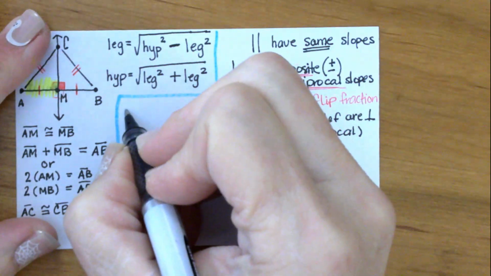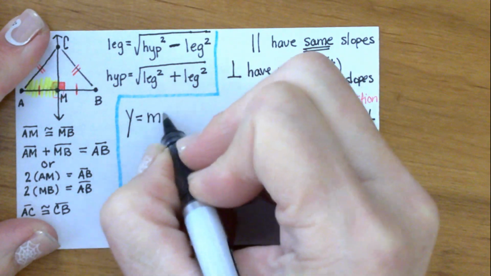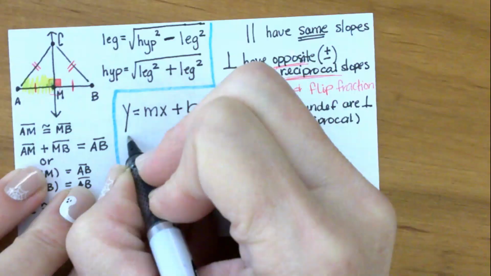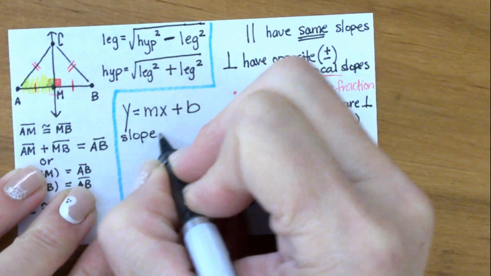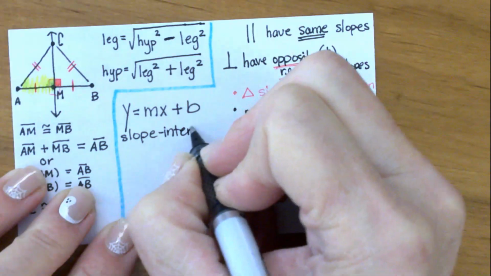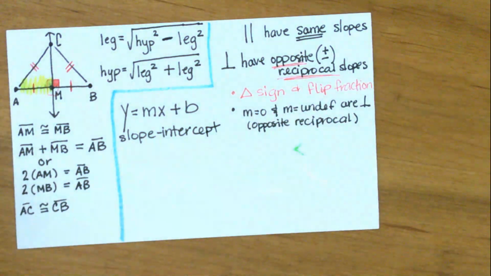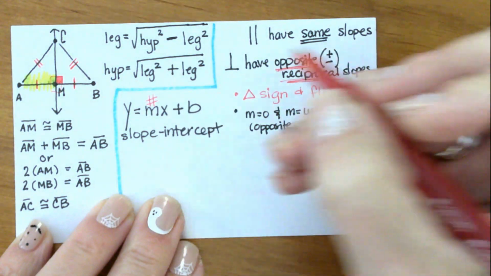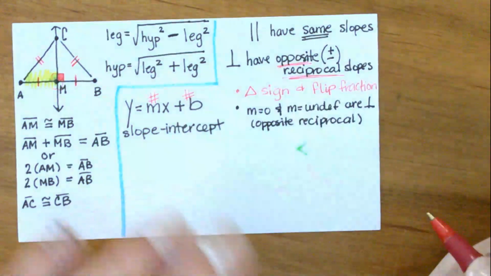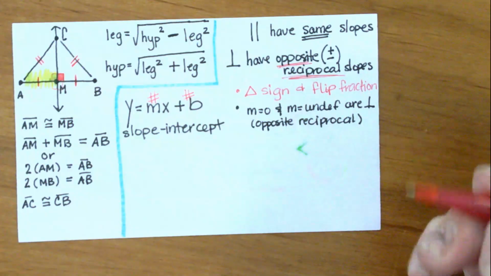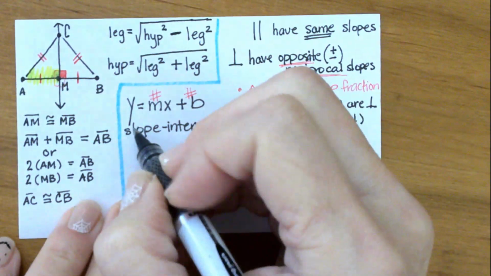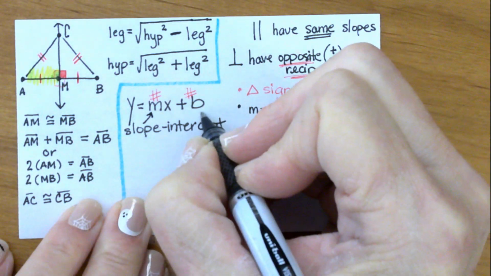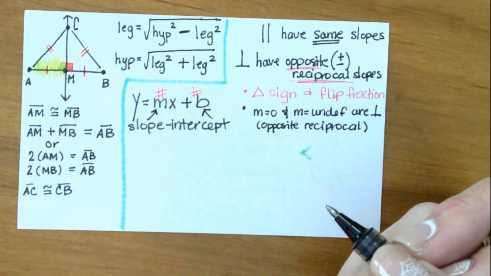Okay, y equals mx plus b. This is slope-intercept. And you are only going to put a number where the m is and a number where the b is. m is your slope, b is your y-intercept. Okay, your slope is that. Your y-intercept is that. And be careful of your signs.